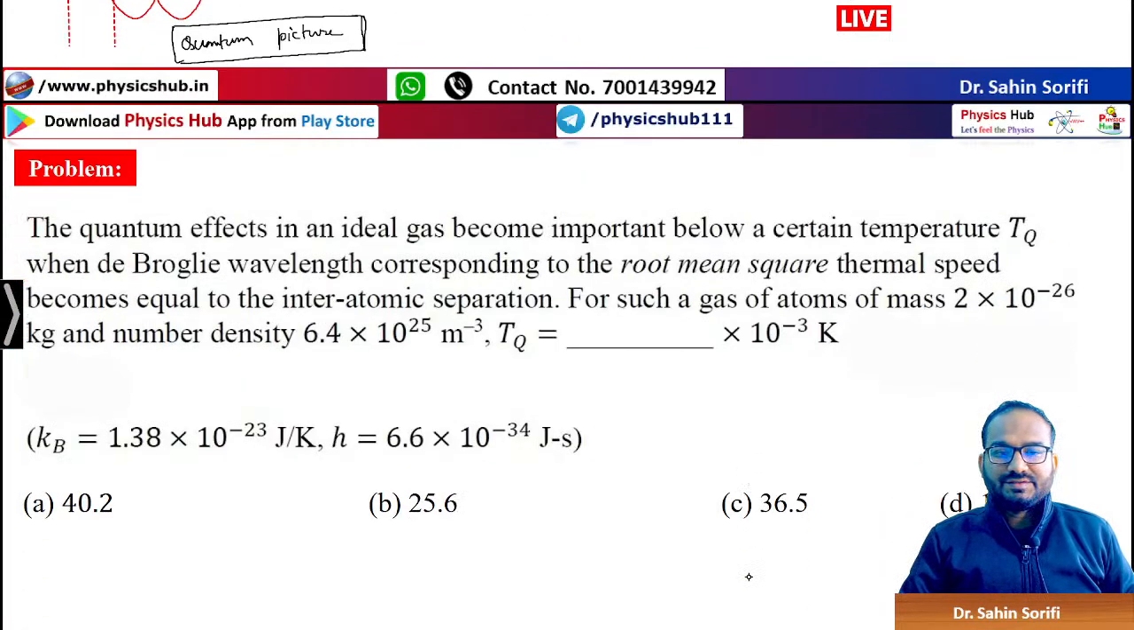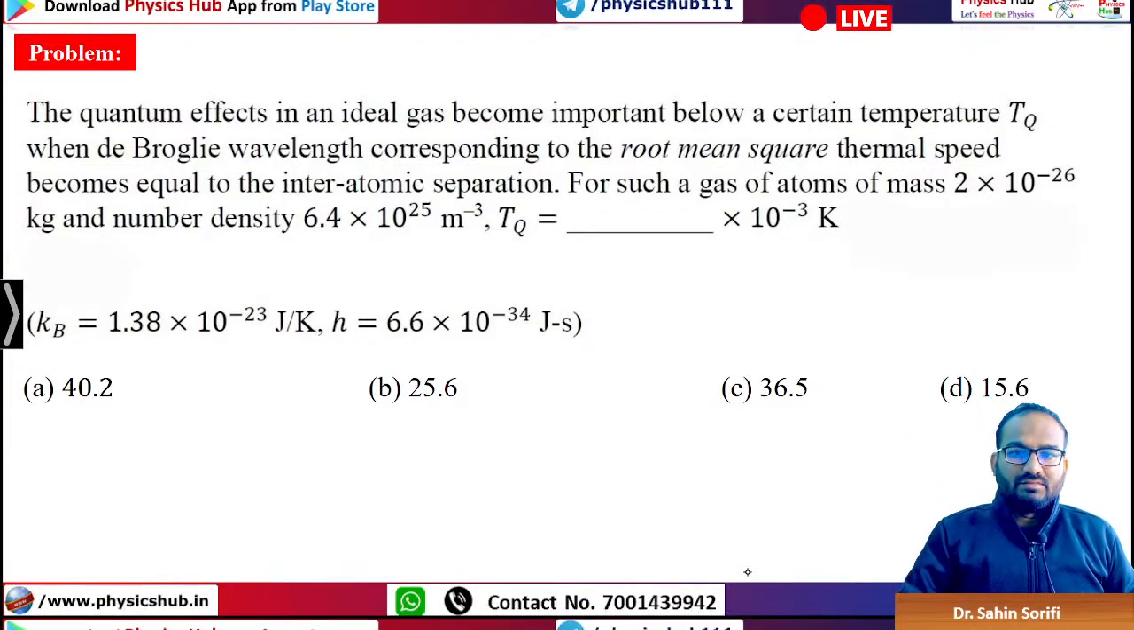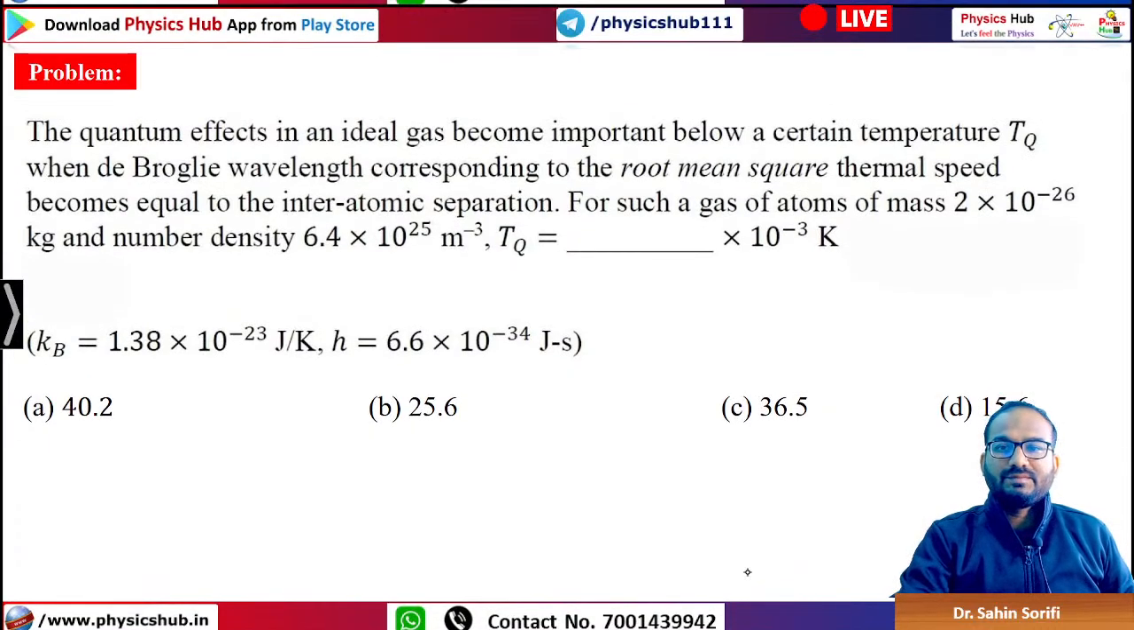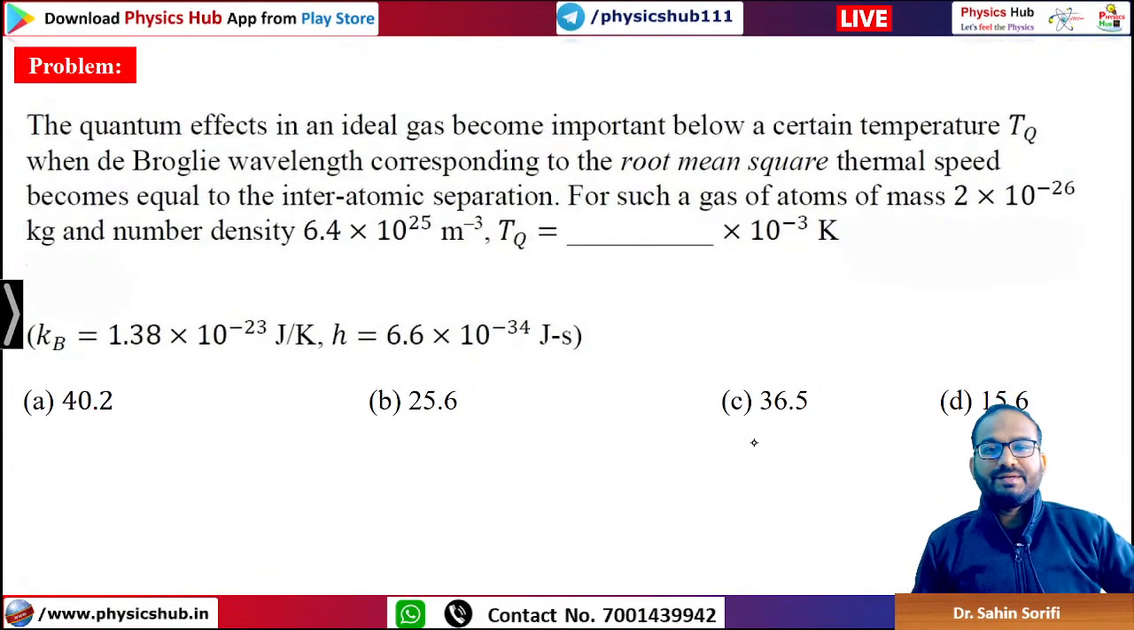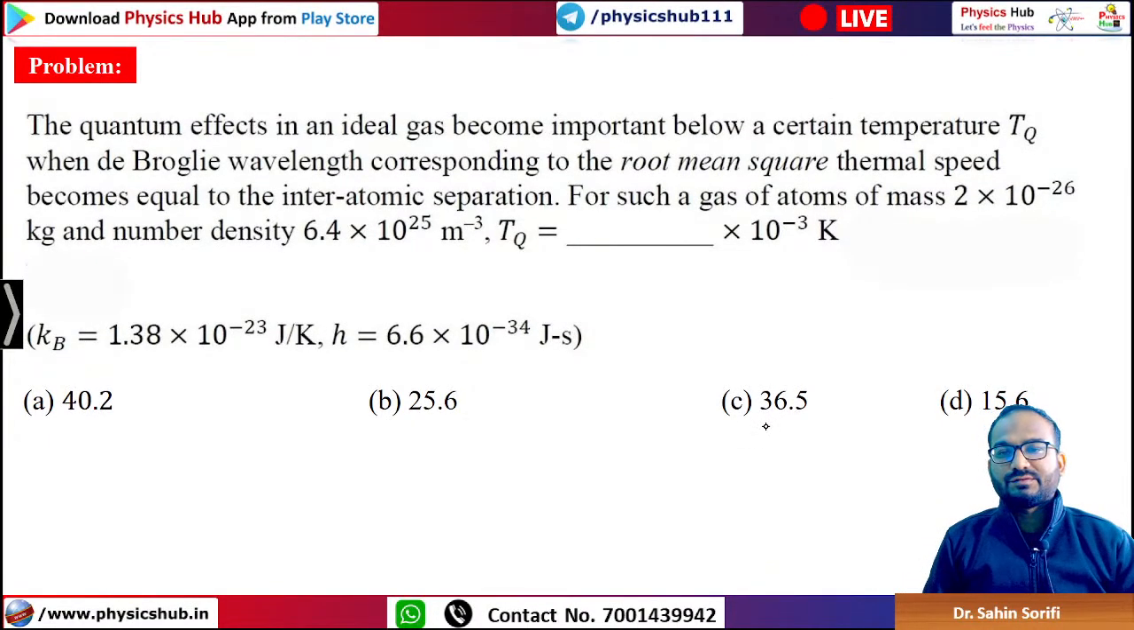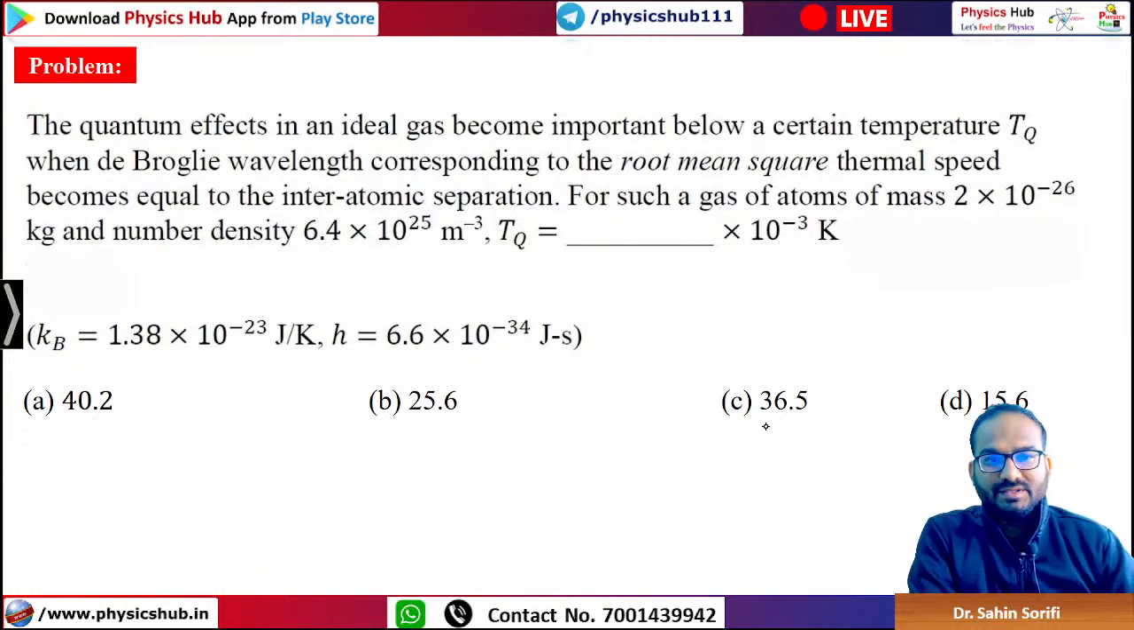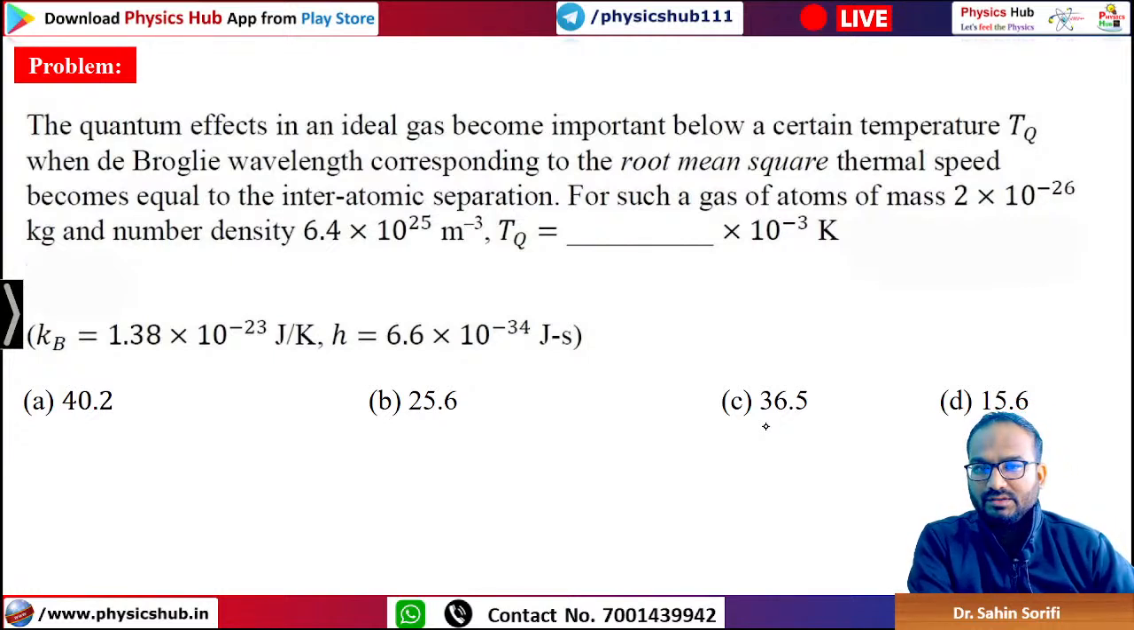The quantum effects in an ideal gas become important below a certain temperature T_q, when the de Broglie wavelength corresponding to the root mean square thermal speed becomes equal to the interatomic separation. For such a gas of atoms with this specification, T_q equals something times 10 to the power minus 3 Kelvin. Values of k_B and h are given to you. Can you do this problem?